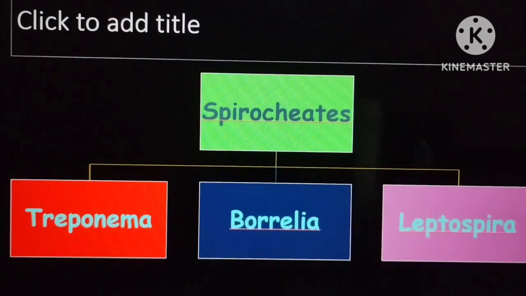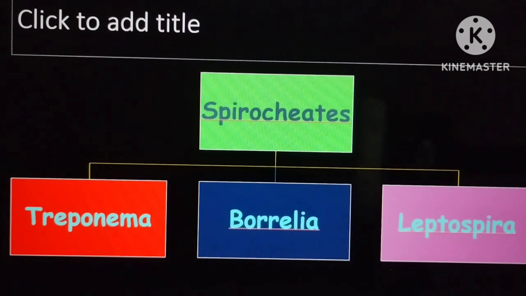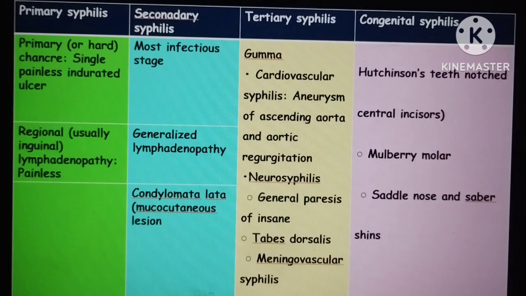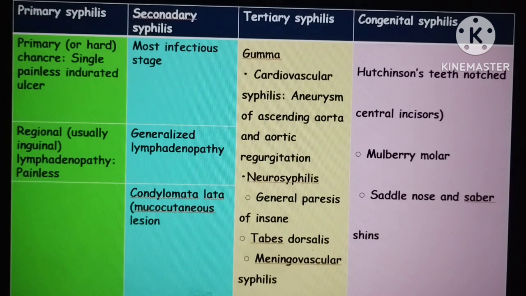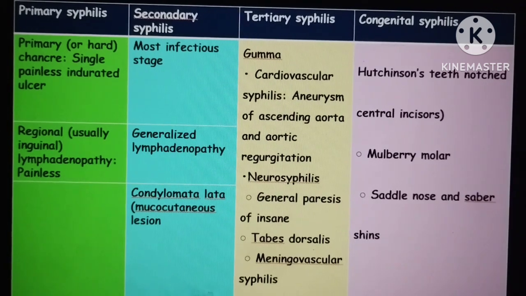Next we will enter into the spirochetes. There are three genera: Treponema, Borrelia, and Leptospira. First we will deal with primary syphilis. Primary syphilis usually presents with a single painless, indurated ulcer, with regional lymphadenopathy, that is inguinal lymphadenopathy.